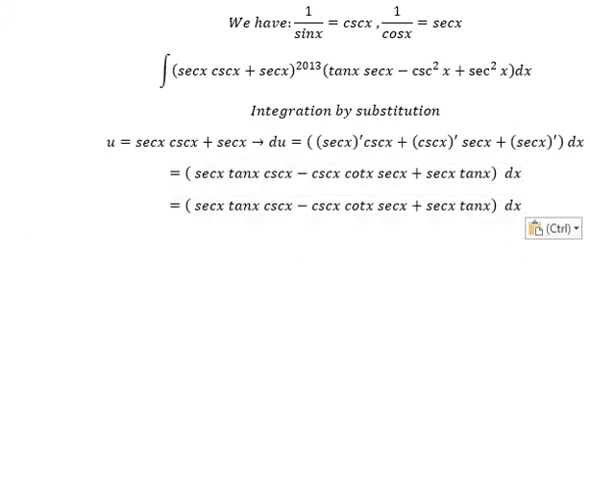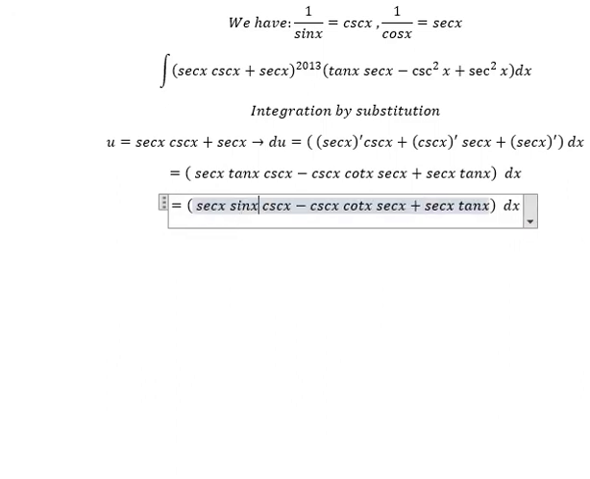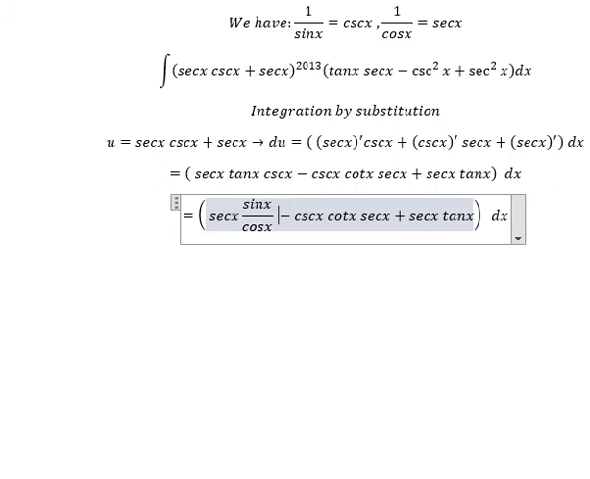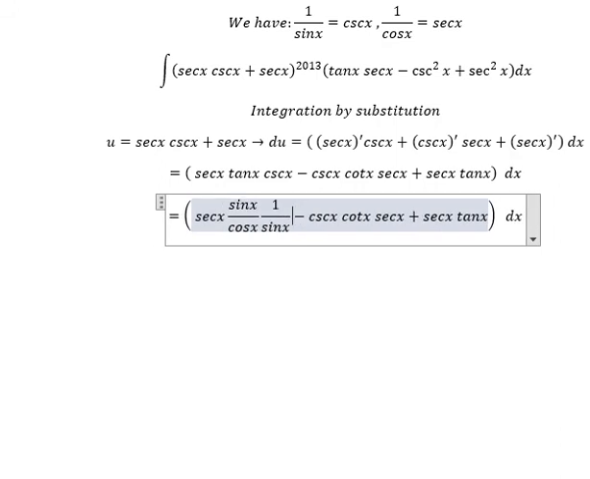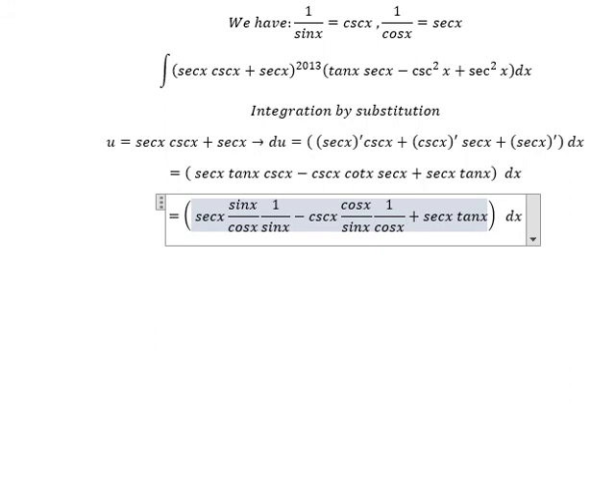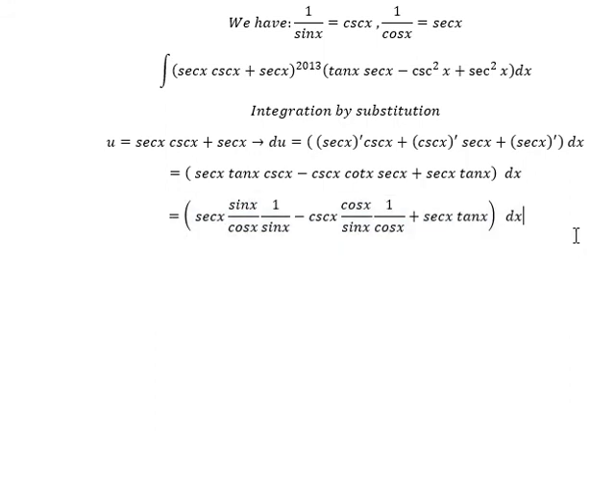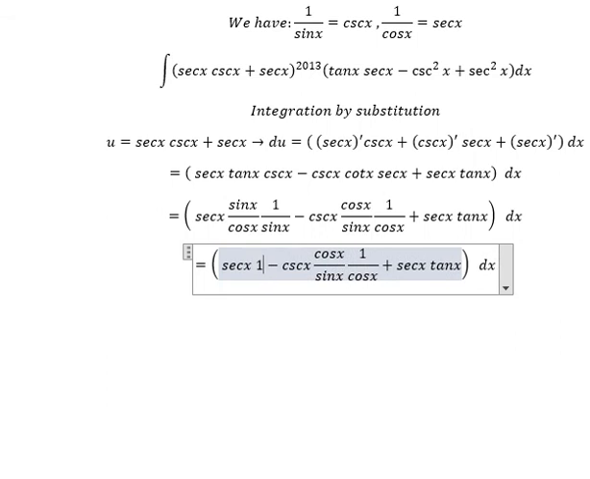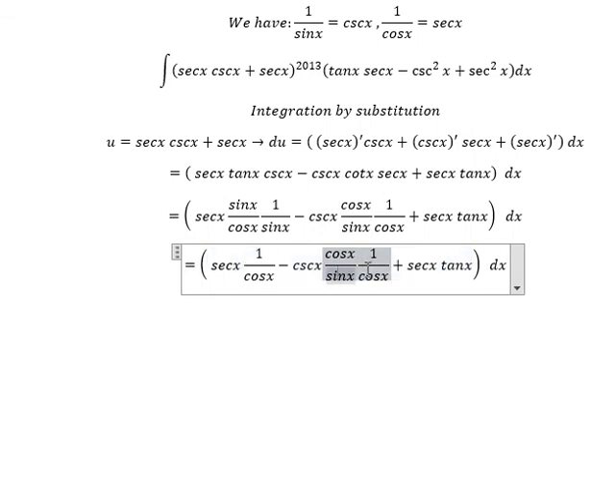Now we need to simplify. So tan x is sine x over cosine x. Cosecant of x is 1 over sine x. This one cosine x over sine x. This one we have 1 over cosine x. And now we simplify sine x. This one we simplify.